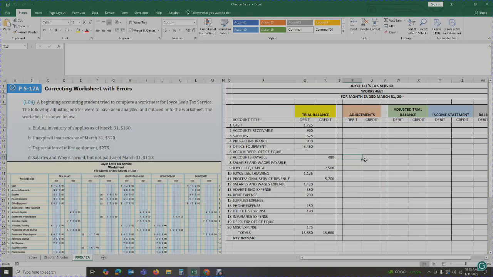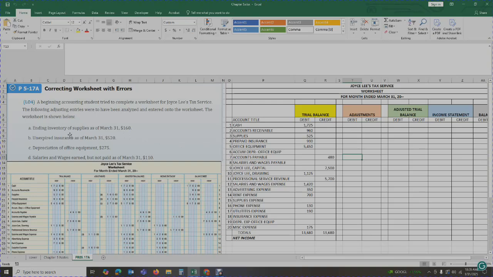I personally don't like to figure out what other people did. I'm not going to waste my time figuring out whether this should be over here or that should be over there. This is what happened: I'm going to do it myself because I know I'm going to do it the right way. So what I'm going to do is look at the item, post the adjustment, and then compare it to what the student did down here to see if we have the same thing.